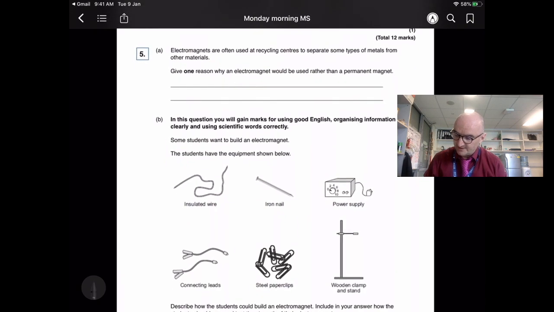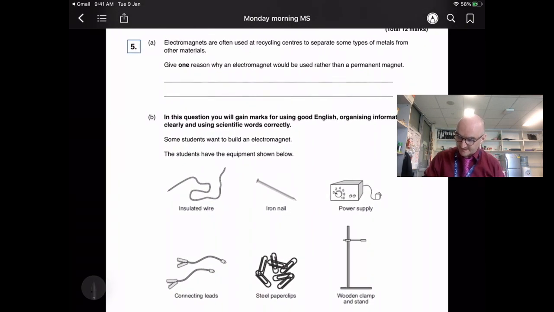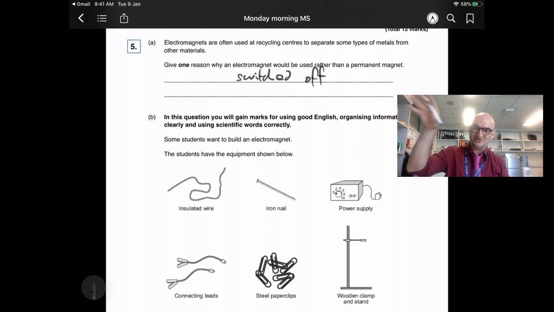5a. Electromagnets are often used at recycling centres to separate some types of metals from other materials. Give one reason why an electromagnet would be used rather than a permanent magnet. Well, a permanent magnet would be great for picking things up, but you'd never get them off again. So you need to be able to control whether the magnet is on or off, so you can pick the things up and you can drop them. Job done.